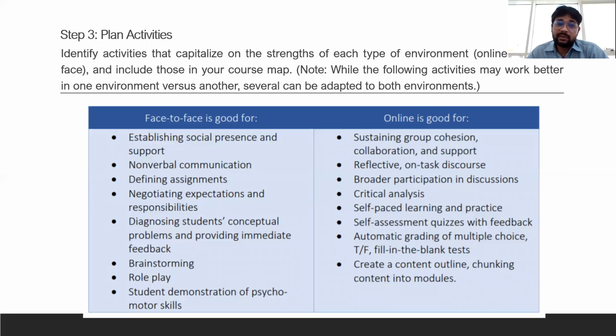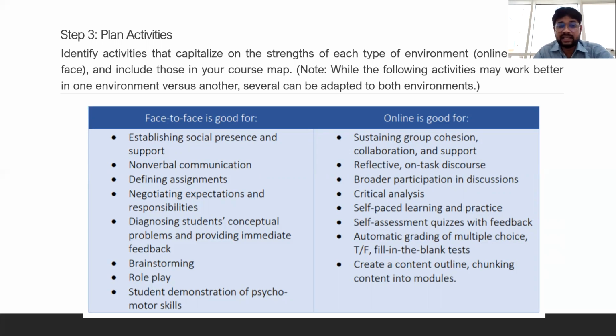Third is activities planning. Here, you have to use the two things, the face-to-face and the online part, both integrated in one place. So what are the things which are good for face-to-face and what are the things which are good for the online part? As we can see, face-to-face establishes social presence and support. Here, non-verbal communication is there.